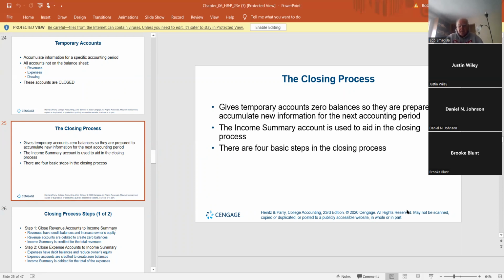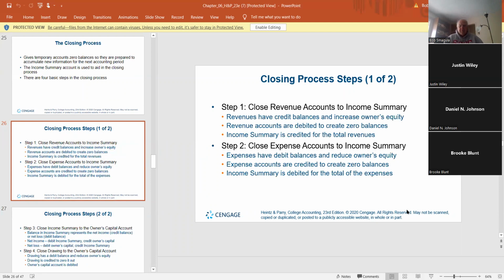And you're going to use a clearing account you're seeing for the first time called income summary. The income summary account is used to aid in the closing process. And here are 4 steps, and these are really good 4 steps. This is a pretty good couple of slides coming up.